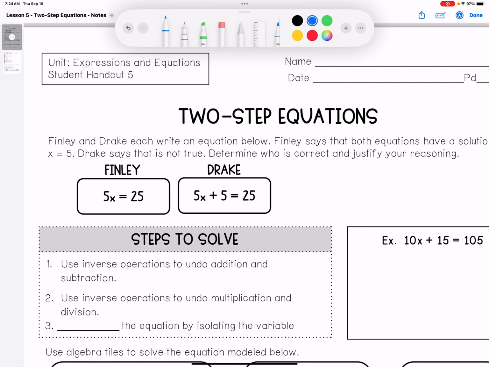Hey guys, welcome in. This is student handout number 5, two-step equations. So there's probably going to be 2 steps since it says 2-step equations. We just did a 1-step equation and you only had to do one thing. So now since it's 2-step, you're probably going to have to do, you guessed it, two.